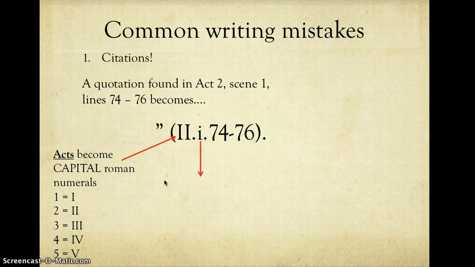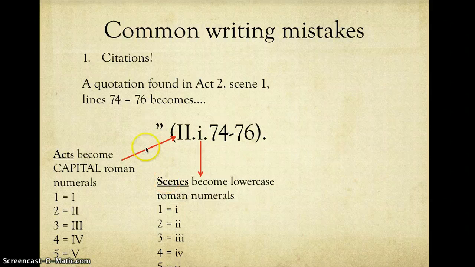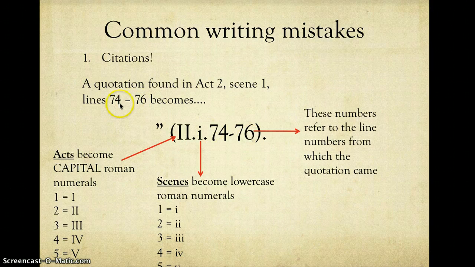The second Roman numeral you see there refers to the scene. So this came from Scene 1. So similarly, the scenes also become Roman numerals. The only difference is that they are lowercase. So instead of a capital I, you have lowercase i's. Instead of capital V's, you have lowercase v's. Finally, the numbers at the end. Those numbers refer to the line numbers. Remember we said that the quotation came from line 74 to 76. So there you go. There are the numbers.